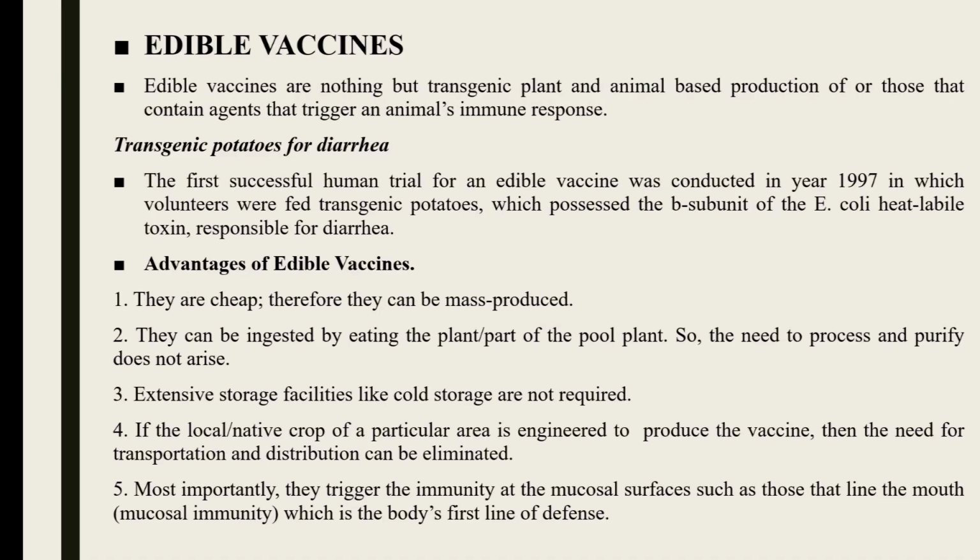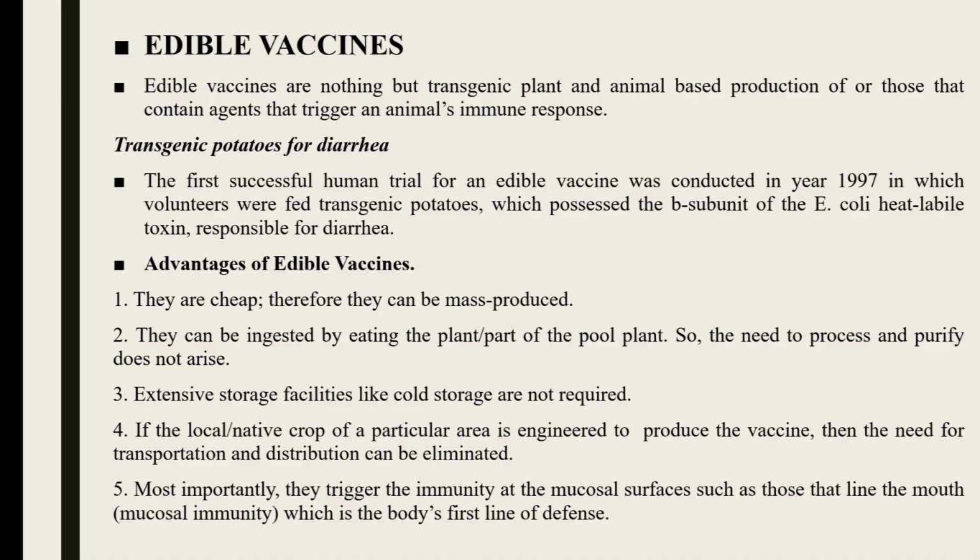One of the most advanced and useful applications of transgenesis: edible vaccines. Edible vaccines are nothing but transgenic plant and animal-based production of agents that trigger an animal's immune response. The first successful human trial of an edible vaccine was conducted in 1997, in which volunteers were fed transgenic potatoes.